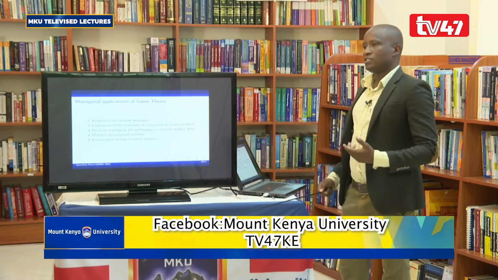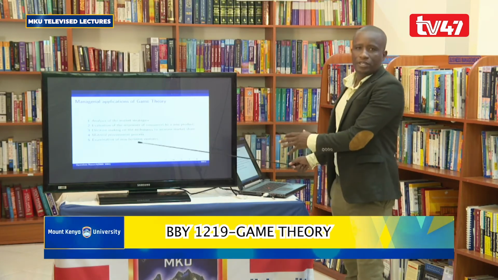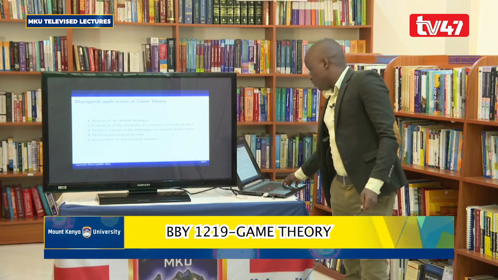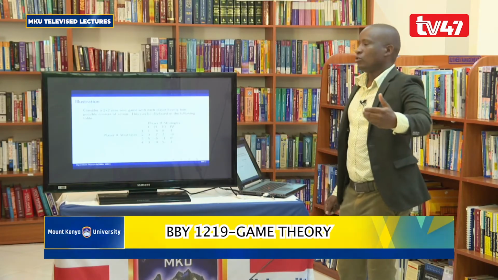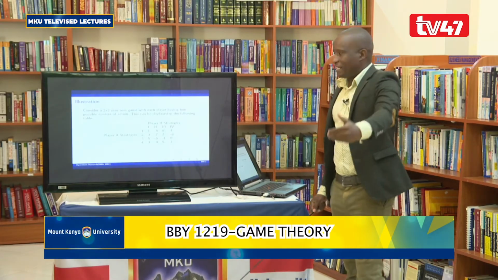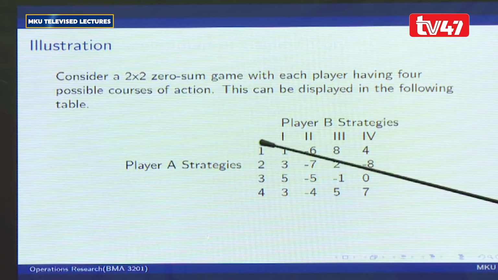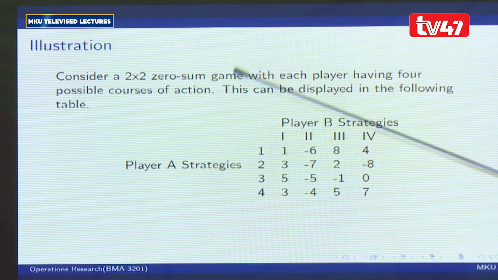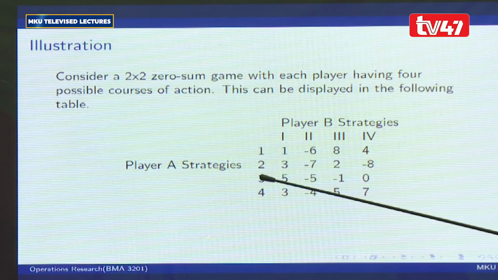Such decisions, before you just introduce a product or you venture into a project, can be determined using game theory. Now, we need to formulate a situation that can be considered to be a competitive game. We've talked about players, so we will have two players. In this game, we have player A with strategies. So strategies for player A are 1, 2, 3, and 4.